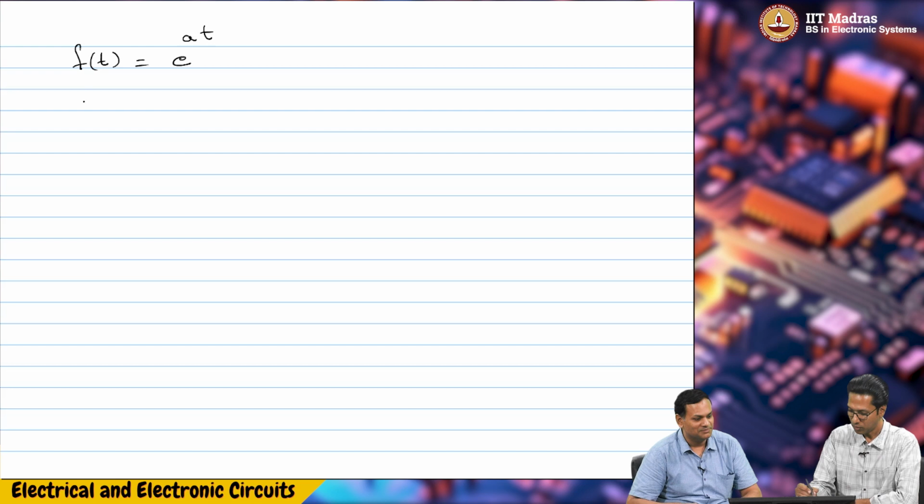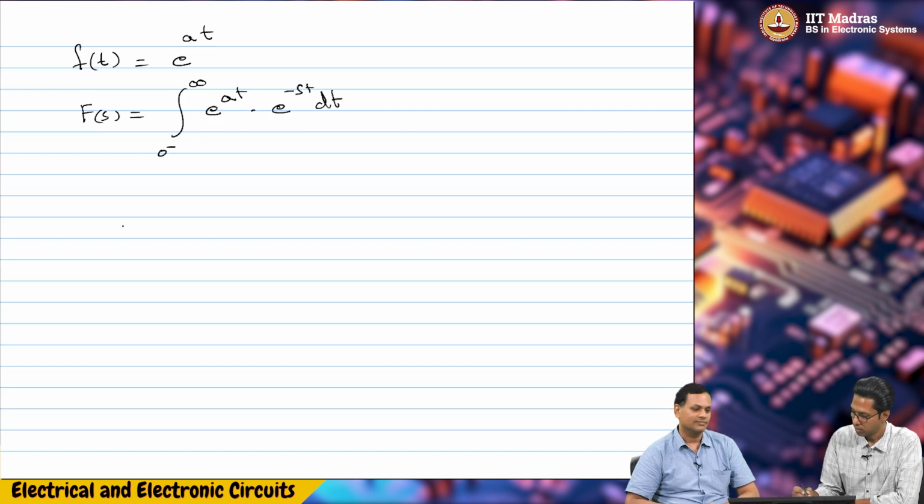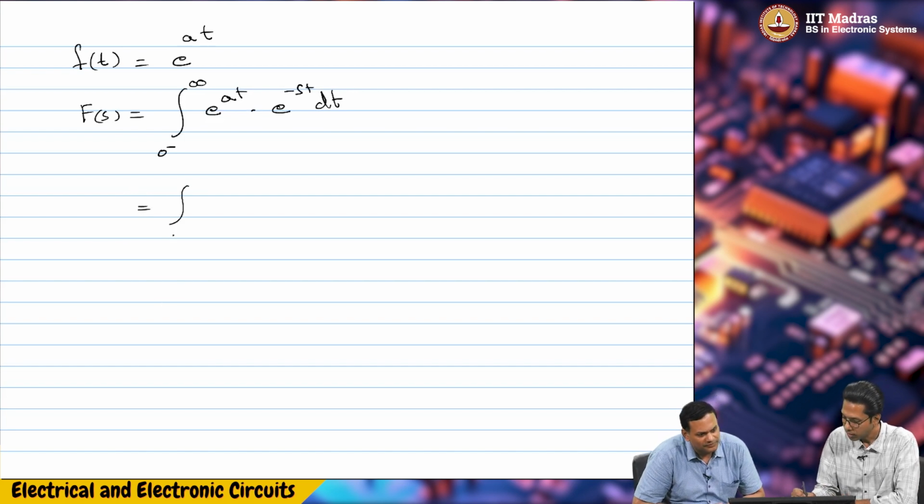Okay, so we want the F of s, which is 0 to infinity e power at multiplied by e power minus st dt. We will do some rearrangement. Oh, this is easy. It will be e power a minus s times t, so e power minus (s minus a) t.